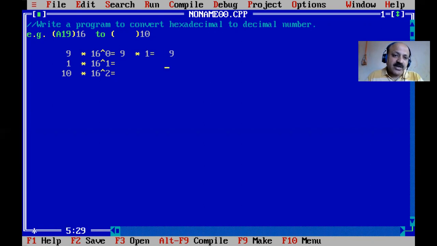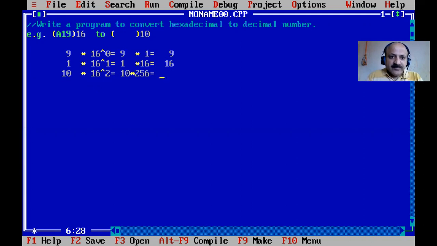So yes, I think perfectly. Now what to do: 1 multiplied by 16 to the power 1, that is the same number, so we get 16 as the answer. And now the third, here we say 10, and multiply by 16 to the power 2, so 16 multiplied by 16 is 256, I think 256 perfectly.